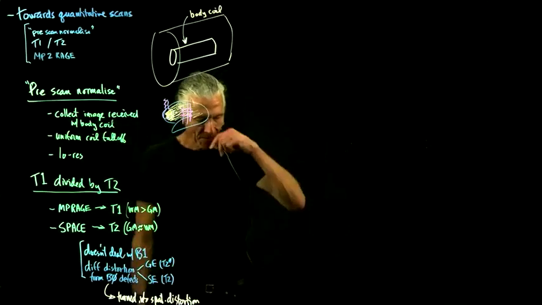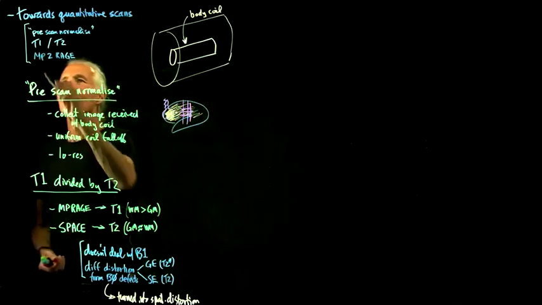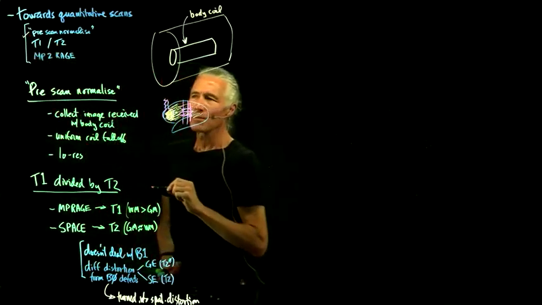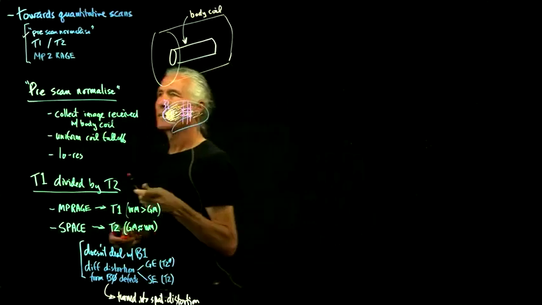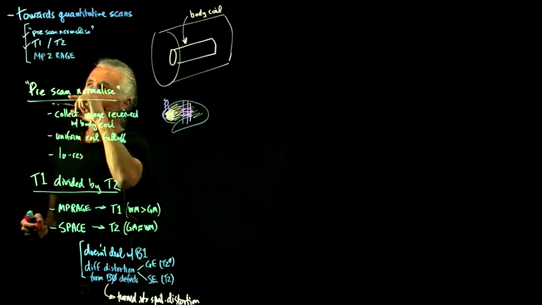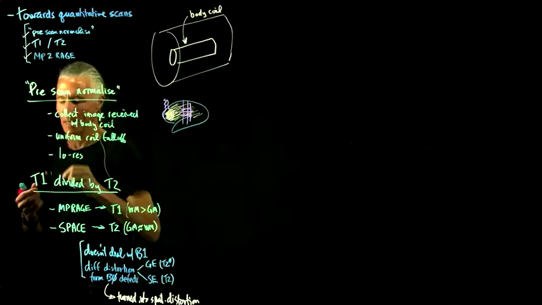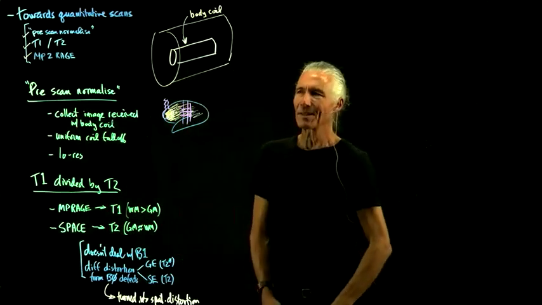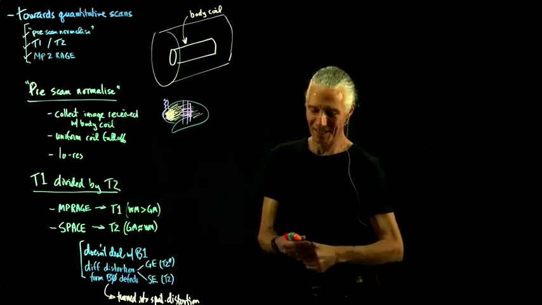And factor that whole thing in. So that was collecting quick and dirty scans through the body coil in order to normalize the brightness, or collecting a whole other scan and dividing by it. And then the last option is to actually collect two scans all at once, and that's MP2RAGE.